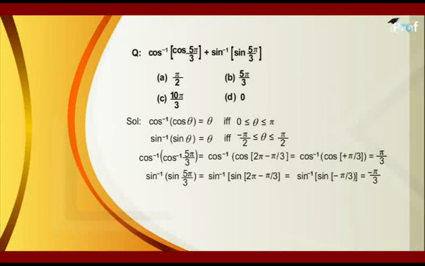Hence, adding the two, you get cos inverse cos of 5 pi by 3 plus sine inverse of sine 5 pi by 3 is equal to pi by 3 minus pi by 3, which is equal to 0.